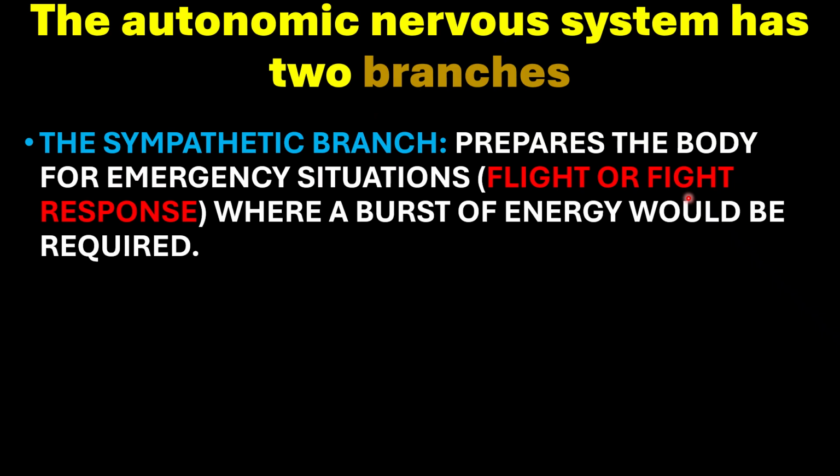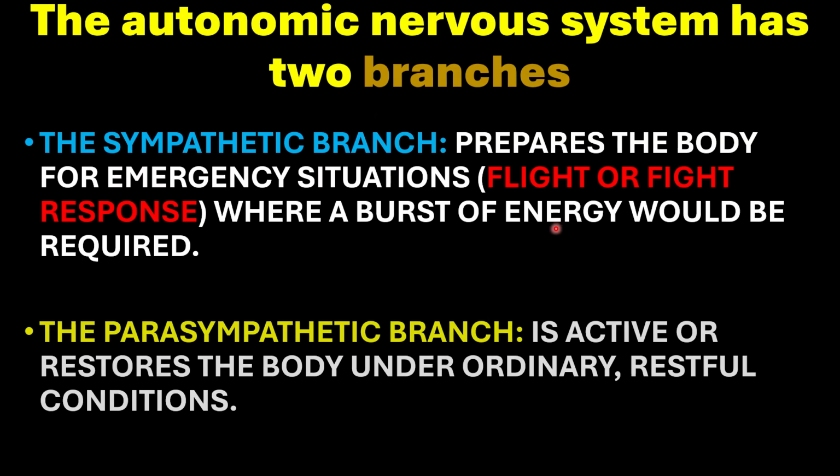That is when you are trying to overcome a situation. In both situations, energy is needed. And when energy is needed, you have to know energy comes from glucose. And for you to get energy from glucose, glucose will have to undergo cellular respiration inside the mitochondria. And lastly, we have the opposing system, which is the parasympathetic branch. This branch becomes active when a person is restful, when the person is under ordinary situation, or after engaging in fight or flight. The parasympathetic nervous system becomes active as it restores the body to an ordinary restful condition. So you can tell what these two systems are doing.